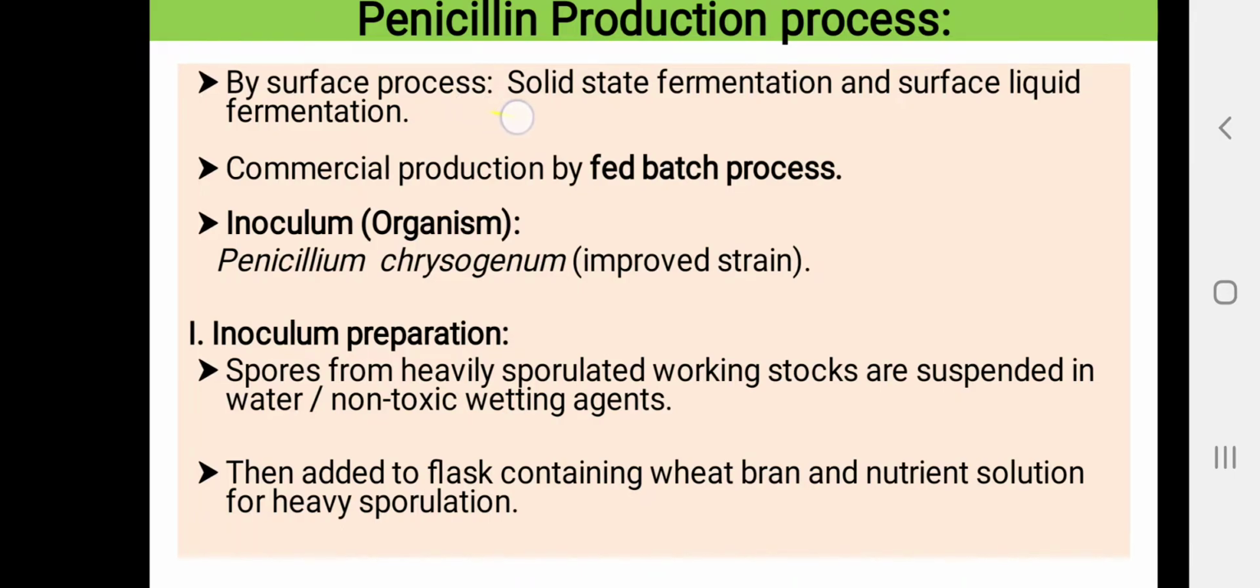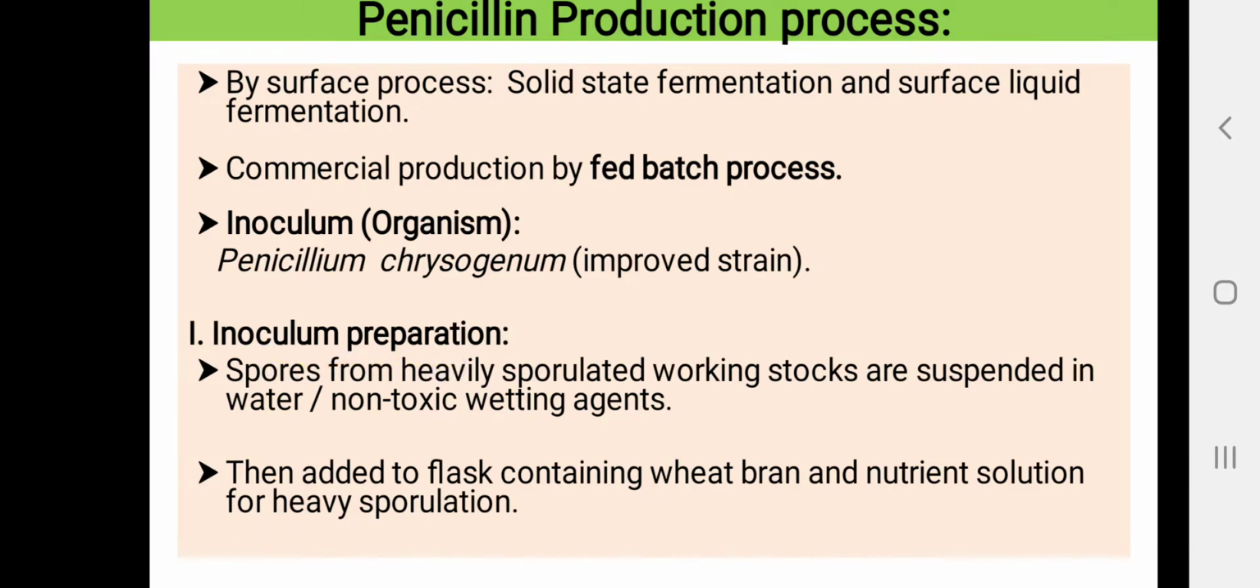Now let us look into the industrial production of penicillin. It is produced by different methods. One is by surface process, that is solid state fermentation, and surface liquid fermentation. Commercially, it is produced by the fed batch process. The inoculum or the microorganism used, as we have already discussed, is Penicillium chrysogenum, which is the improved strain.